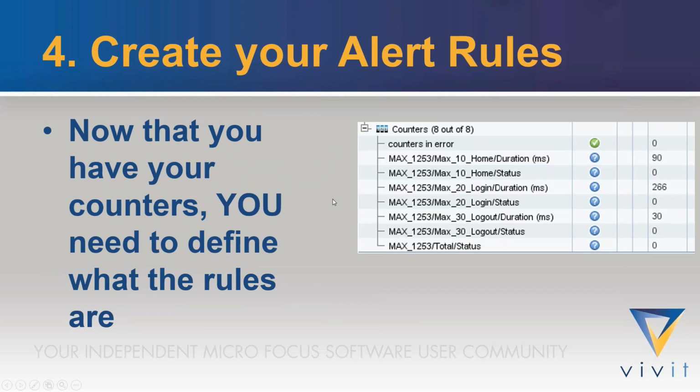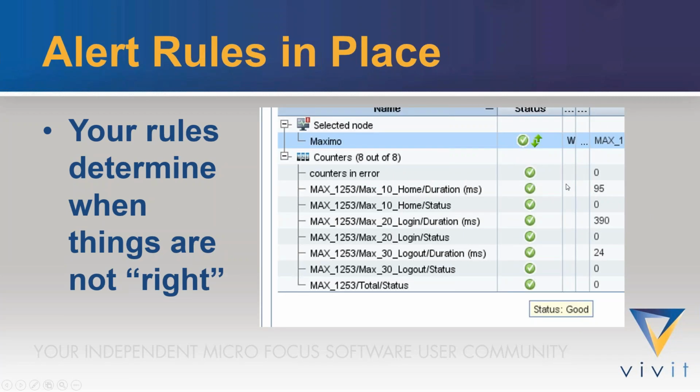Once you have your counters, you need to define what the rules are. Here we have the counters we selected, but there are question marks, which means it doesn't know whether this response time of 90 milliseconds is good or bad. So you have to teach it what the rules are. Once you've established them, you can come back to this dashboard view and see lots of green happy check marks, meaning your status is good. This is all very user controllable.